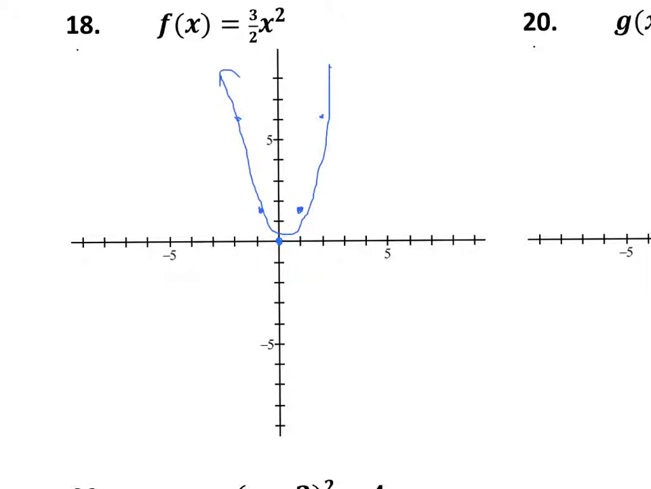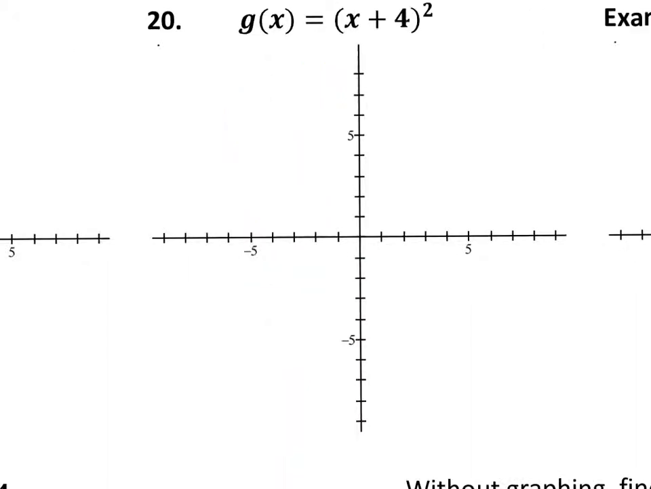Now where is my minimum? My minimum is 0, and it occurs at 0, because we didn't move it anywhere, right? Okay, are we starting to get this down? Not too bad, huh? Now, am I moving this graph? Yes. Which way? To the left 4. So where's my vertex now? My vertex is at -4 and 0. Good. Where's my axis of symmetry? x equals -4.